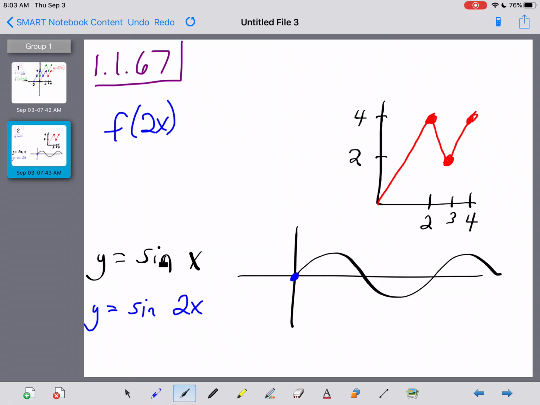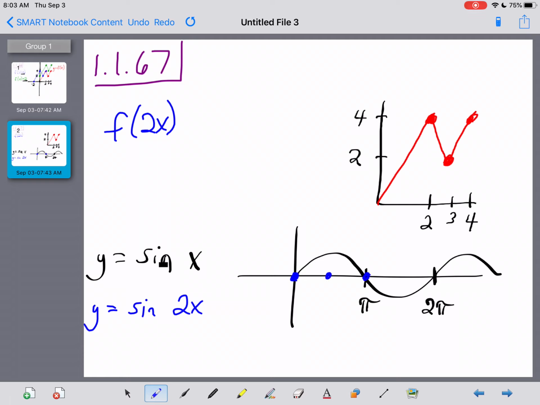So the normal period of a sine wave was 2 pi. That's how much space it took to complete one full cycle. Now by putting a 2 there, we're going to compress that period down to just 1 pi. So what would happen on a sine wave? Here's where it starts, here's where it ends.